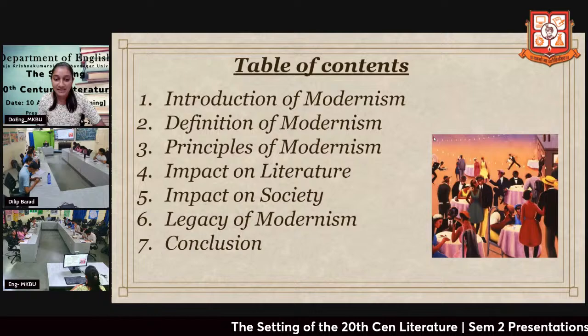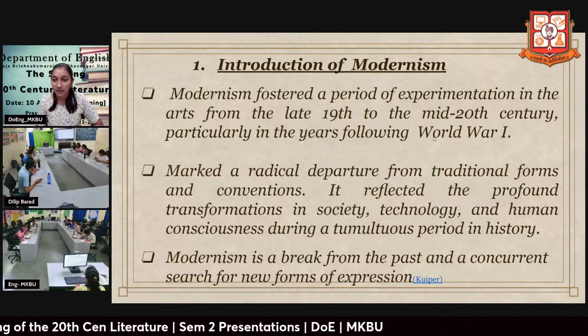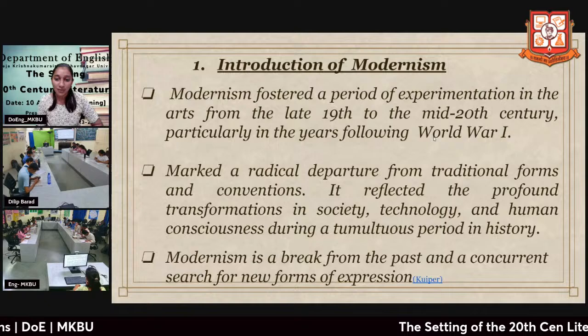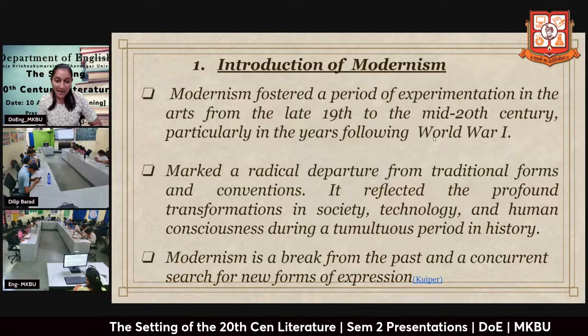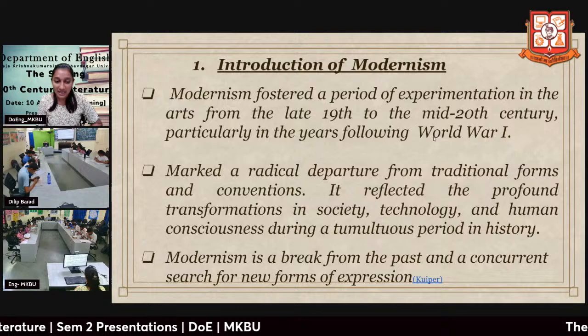Introduction of modernism. Modernism is the period of experimentation in the art from the late 19th to 20th century, particularly in the era following World War I, marked as a radical departure from the traditional form and convention. It reflects the profound transformation of society, technology, and human consciousness during the tumultuous period in history.